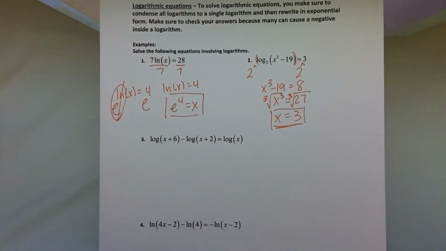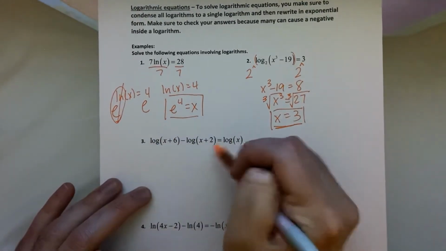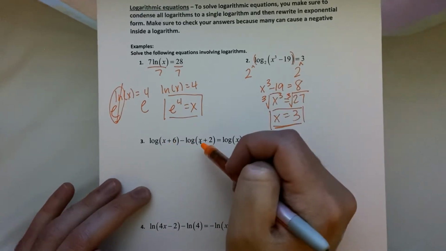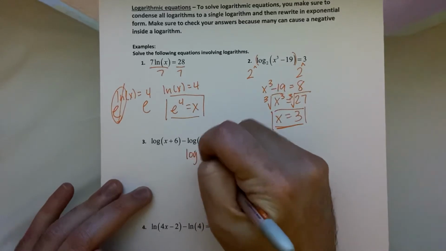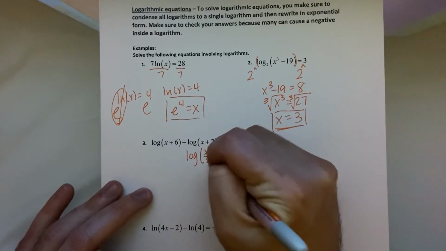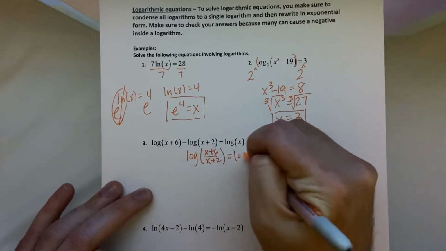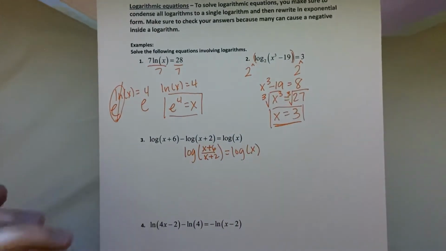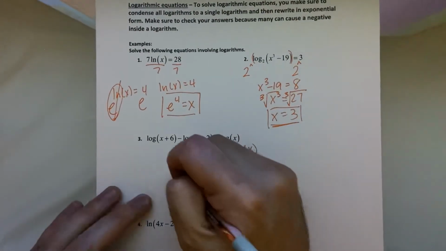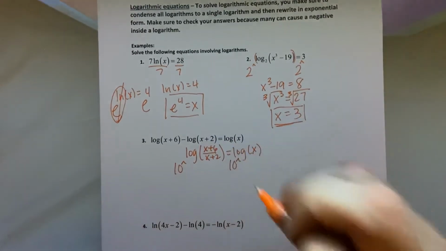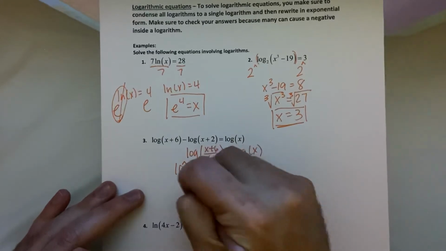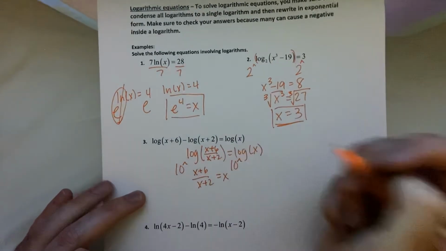Now let's look at 3. Log of x plus 6 minus log of x plus 2 equals log of x. I need to get all my logarithms on the one side into the same log. Subtraction becomes division. Log of x plus 6 over x plus 2 equals log x. Now, this is a log base 10, so I'm going to take 10 raised to each side. It cancels out the logarithm and the 10, so I get x plus 6 over x plus 2 equals x.